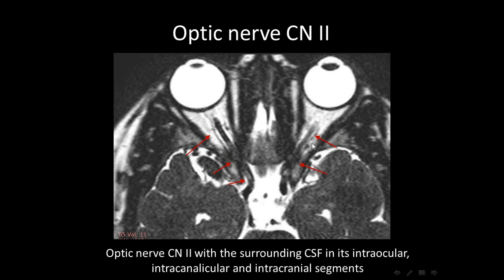This is the optic nerve, cranial nerve number 2. This is a large one, an obvious one. It can be seen on CT and MRI. And it has a very long course. So here, the intraocular segment. Here is the intracanalicular within the canal, and intracranial segments.